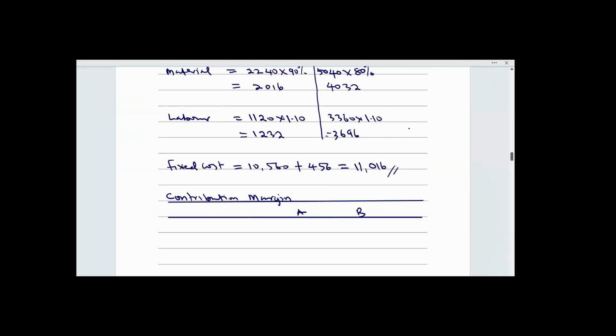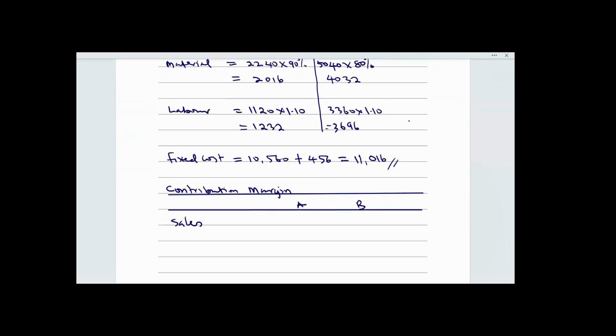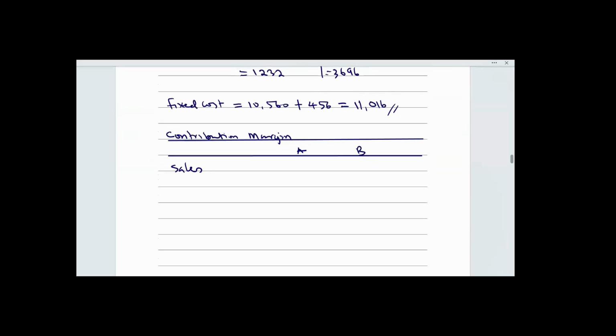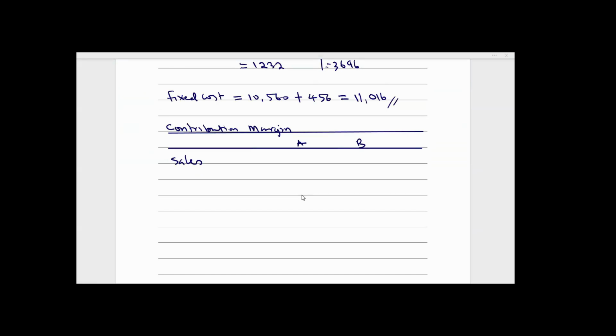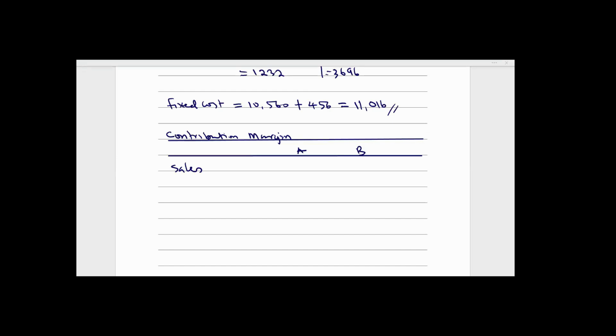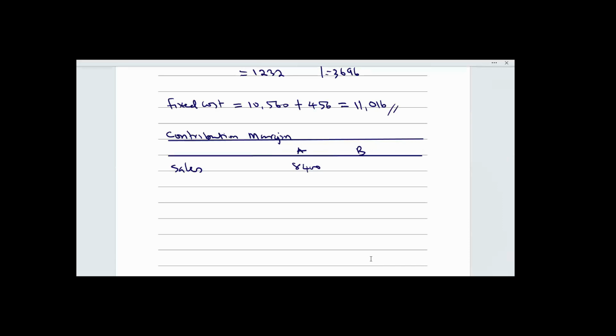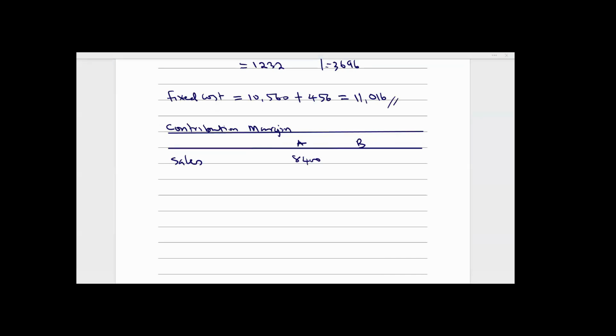Our sales value. Now, the sales value of product A will remain the same as 8,400 because the selling price of product A is not changing. It's still the same 8,400. But the selling price of product B will change because the examiner has told you that the selling price of product B has reduced to 160 naira per unit. Let me confirm that. Yes, it has reduced to 160 naira per unit.